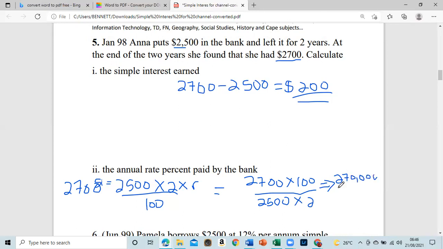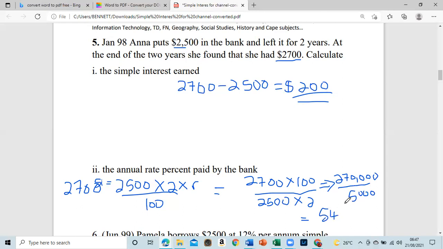All right. I want you guys to go ahead and do number 6. Then 2,500 will be divided by 5,000, times 2. Punch that in your calculator, and then you get the rate. So 270,000 divided by 5,000 gives 54%.